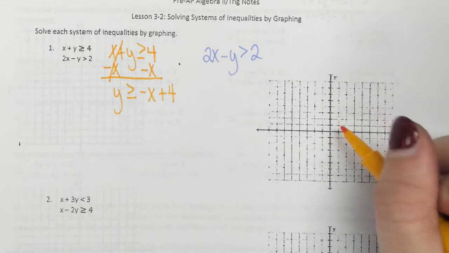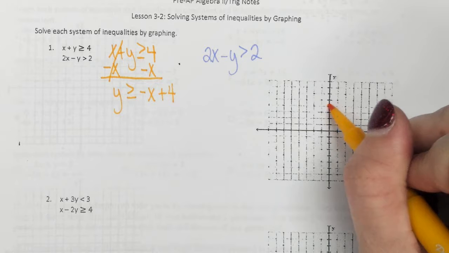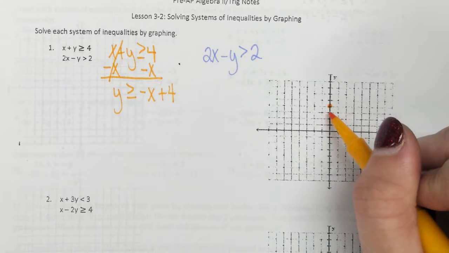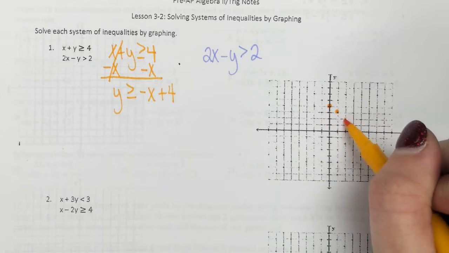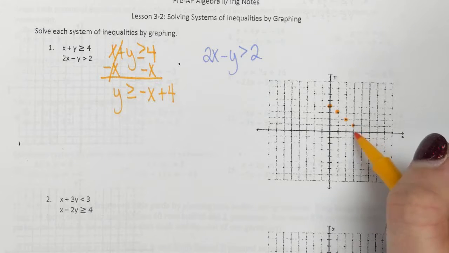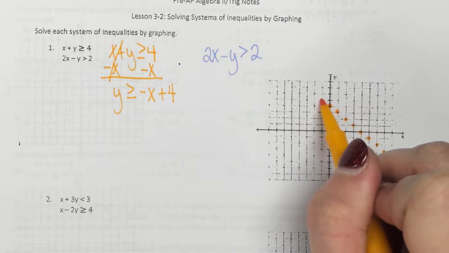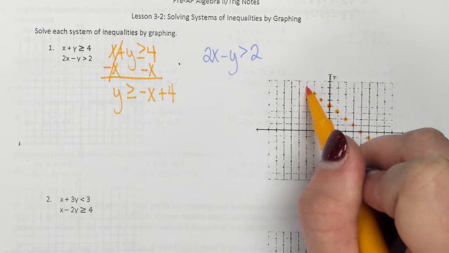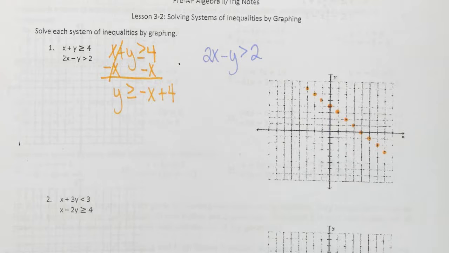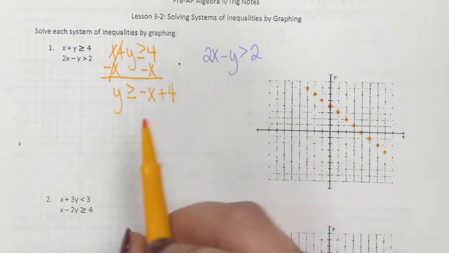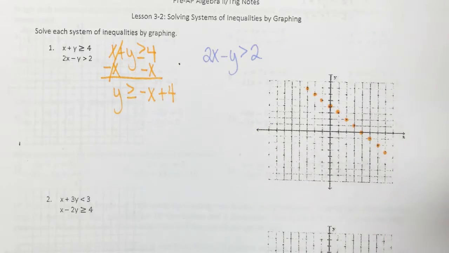Alright, here we go, guys. So we're going to go up 4 for our y-intercept, and our slope is -1, so down 1 and right 1. We're going to get these done quick, guys. Don't worry. And then go the other way, up 1 and left 1. And it's a solid line. Very good.